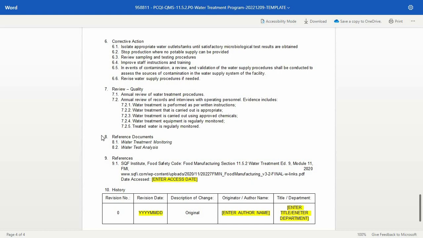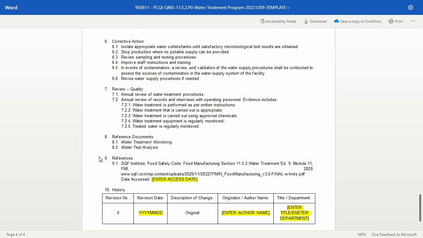Eighth is reference documents. The reference documents are the set of documents used to implement and monitor a program, policy, or procedure, which includes the water treatment monitoring and water test analysis.